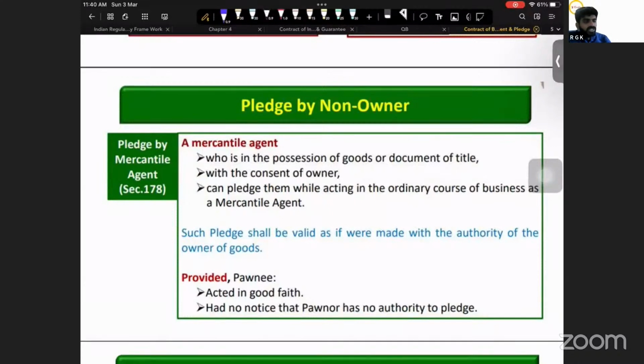When the agent who is in possession of goods of principal, with the permission of principal, has the possession of the goods, maybe he may not have the authority to pledge it. Still, in the ordinary course of business, for the purpose of business, if he pledges the goods, it becomes a valid pledge. So what are the conditions? You see here. A mercantile agent who is in possession of the goods or document of title. Document of title is nothing but ownership document of the goods.